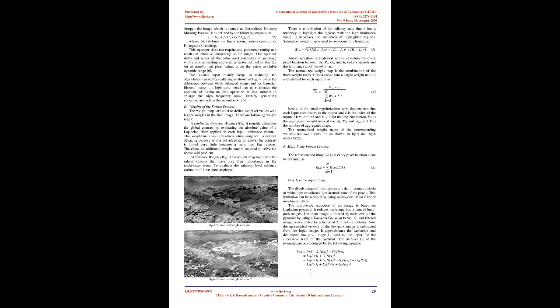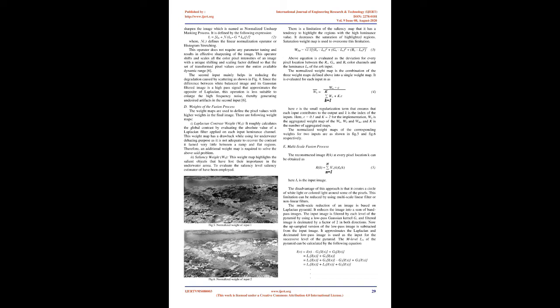Therefore, a new unsharp masking process is used to sharpen the image, which is named the normalized unsharp masking process. It is defined by the following expression. S = (I + N{I - G * I}) / 2, 2, where N{.} defines the linear normalization operator or histogram stretching. This operator does not require any parameter tuning and results in effective sharpening of the image. This operator shifts and scales all the color pixel intensities of an image with a unique shifting and scaling factor defined so that the set of transformed pixel values covers the entire available dynamic range 6.